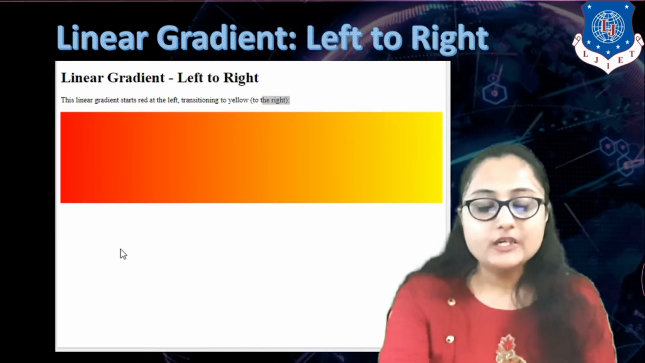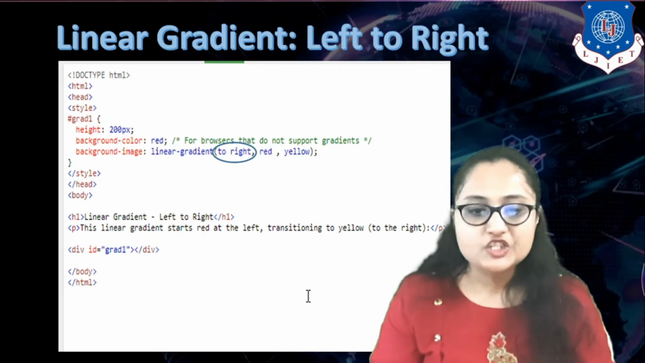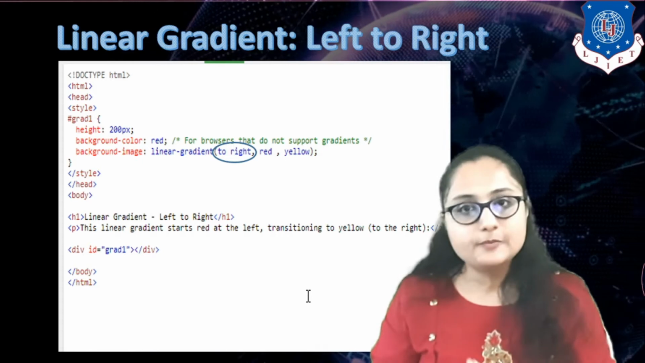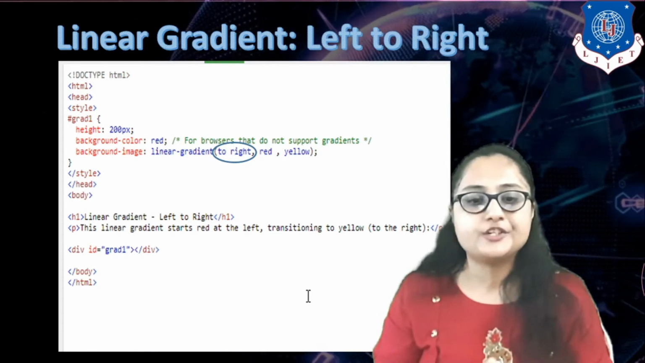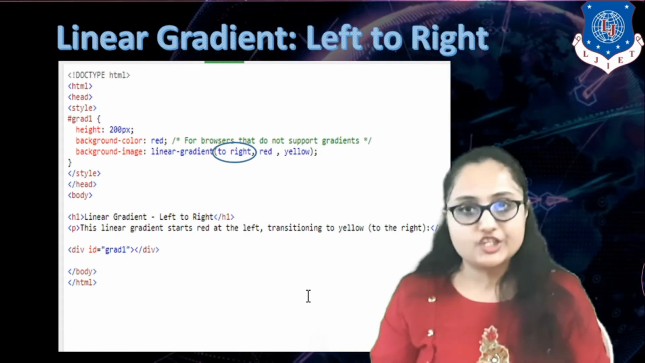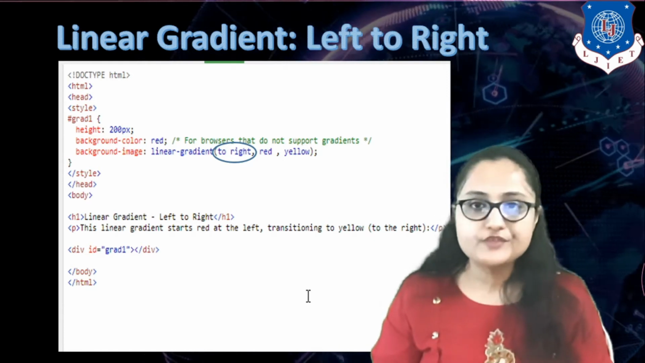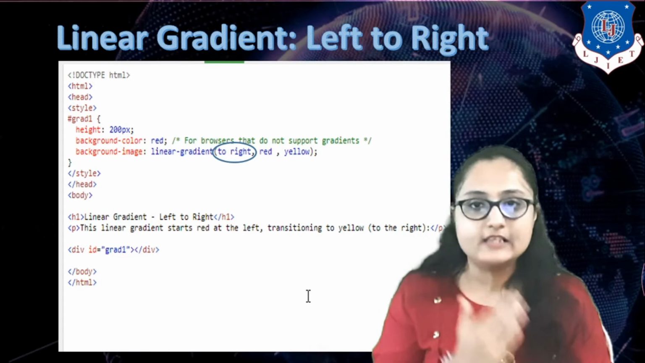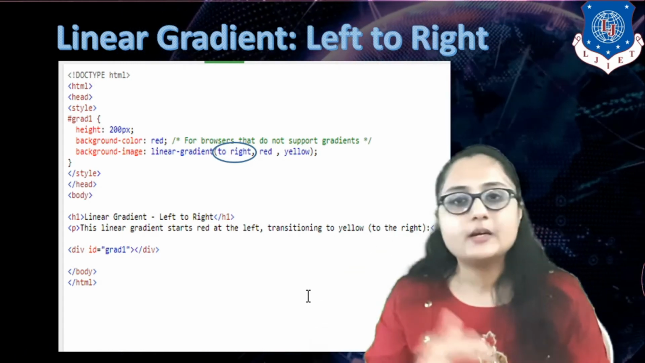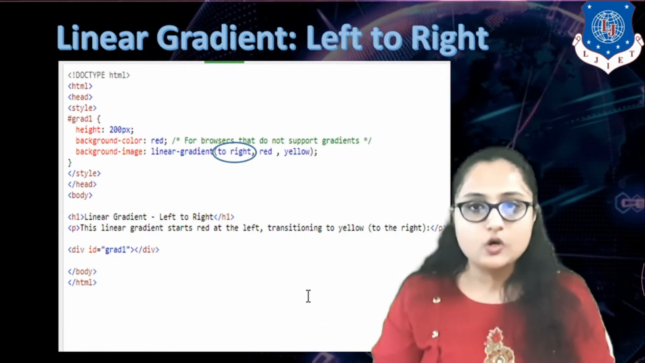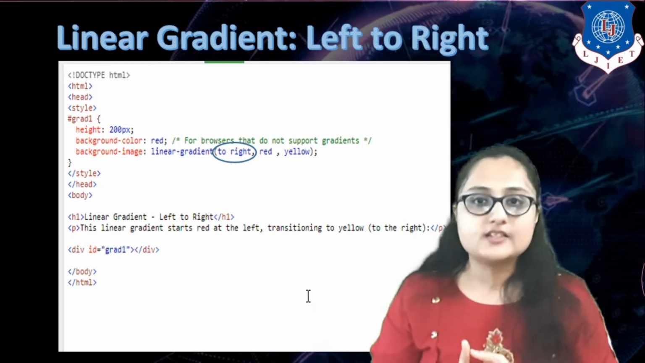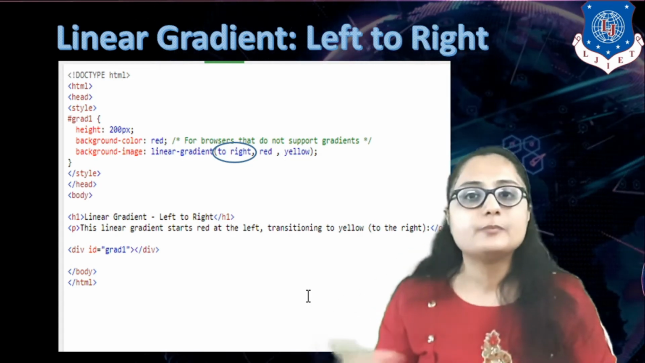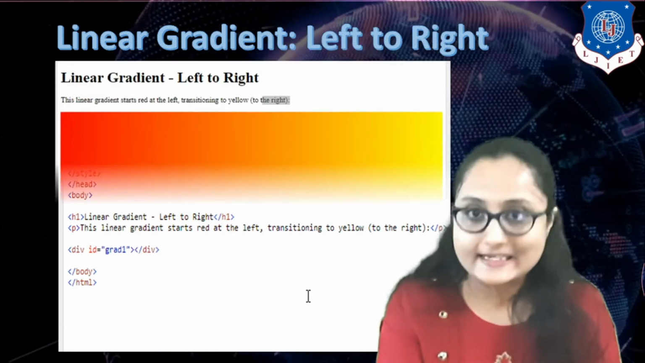Okay, the property name is again background-image, colon, the property value is linear-gradient. Inside the bracket you are specifying three parameters. The first one is direction. By default, if you do not specify the direction, it is top to bottom. If you specify "to right", that is left to right. The second and third parameter again are the color stops that you want. The first color stop is red, which will be displayed on the left hand side. The second color stop is yellow, which will be displayed gradually towards the right hand side.